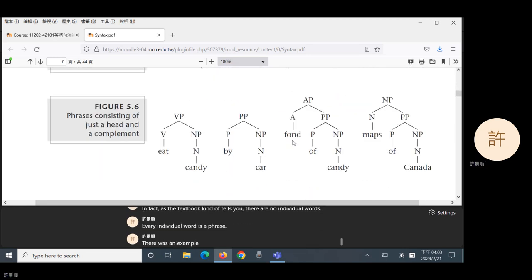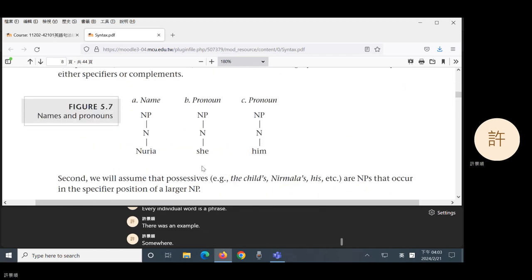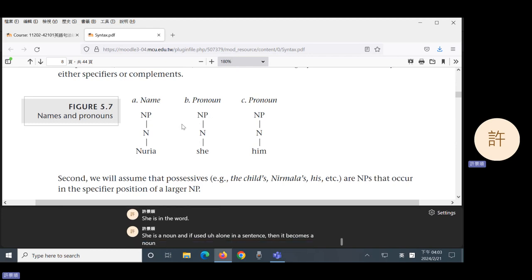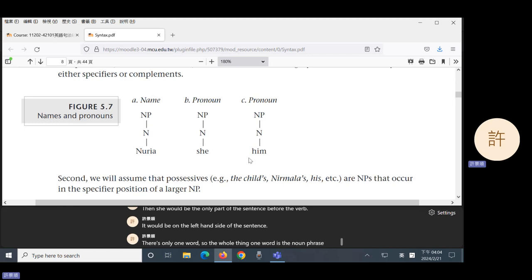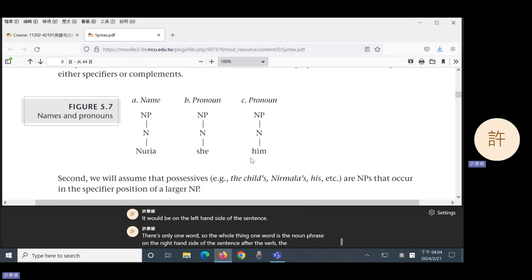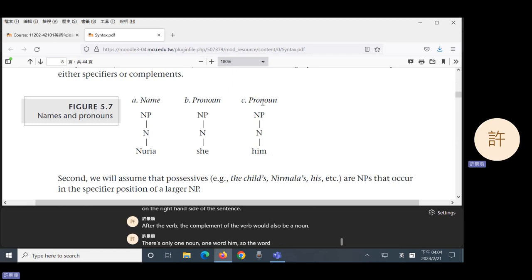There was an example somewhere. Right here, she is itself a phrase. She is a noun, and if used alone in a sentence, then it becomes a noun phrase, even though it's only one word. Like if we say, she liked him, then she would be the only part of the sentence before the verb. It would be on the left-hand side of the sentence. There's only one word, so the whole thing, one word, is the noun phrase. On the right-hand side of the sentence, after the verb, the complement of the verb would also be a noun. There's only one word, him, so the word him is also itself an entire noun phrase.